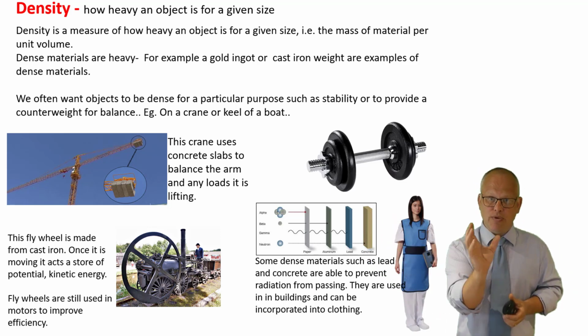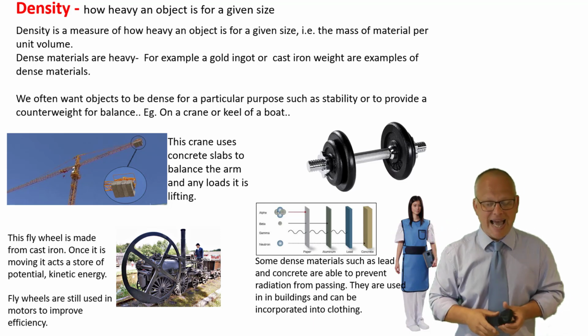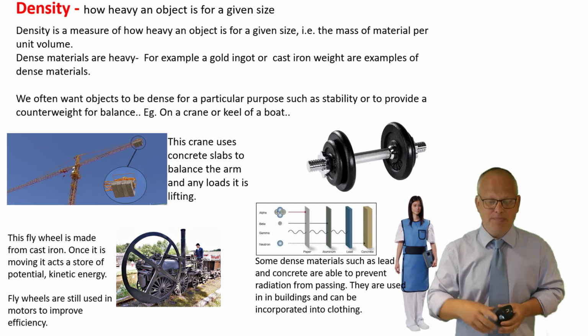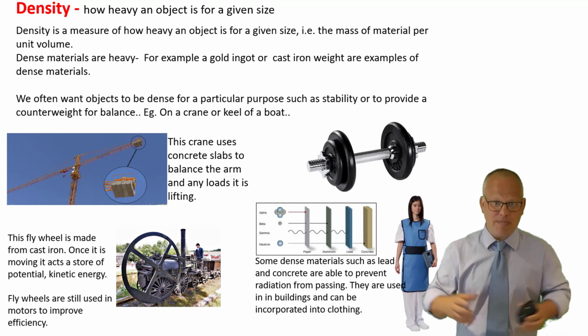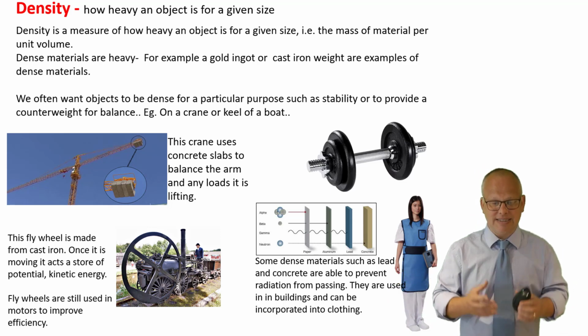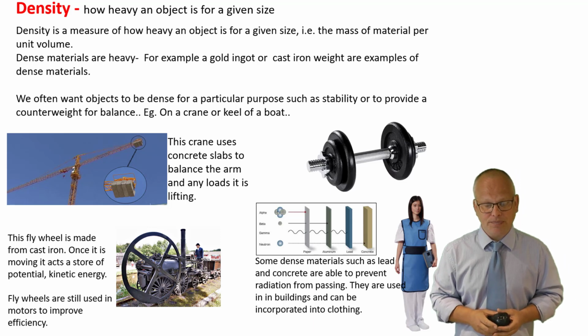That counterweight can be moved backwards and forwards according to what's being lifted, and other weights can be added so that the crane can do its job. Okay, but you wouldn't be lifting up great big blocks of polystyrene, great big blocks of wood. Concrete is a really dense, heavy material, and therefore it's an effective counterweight.